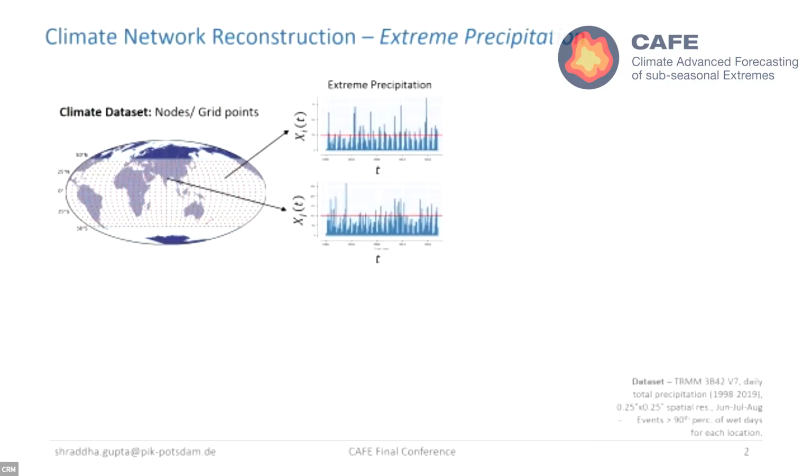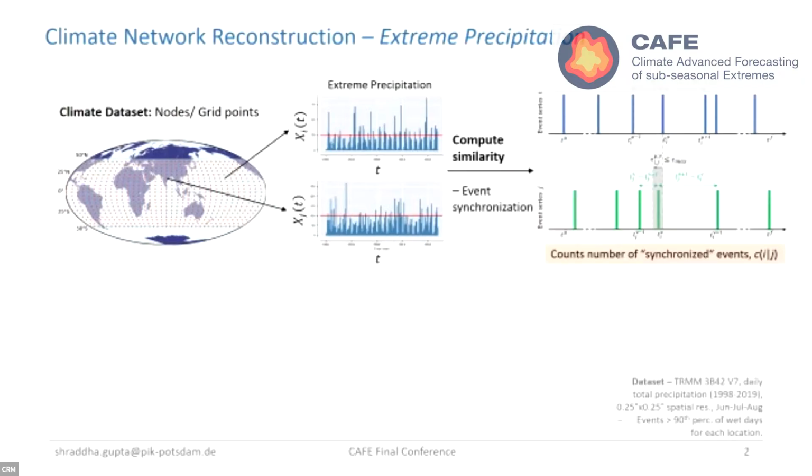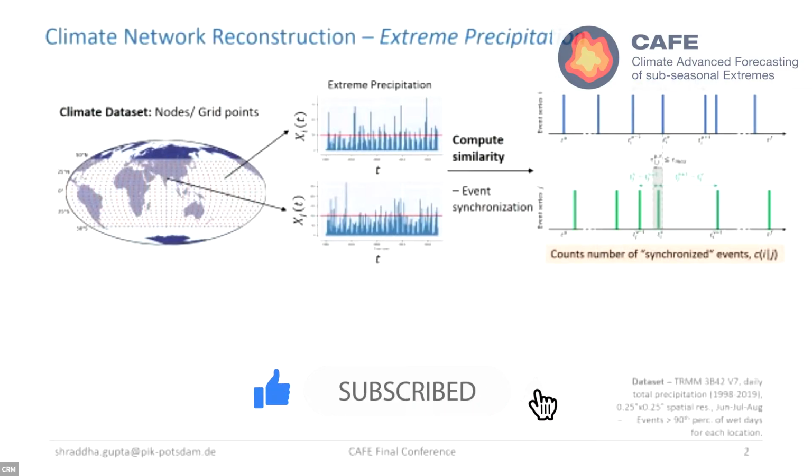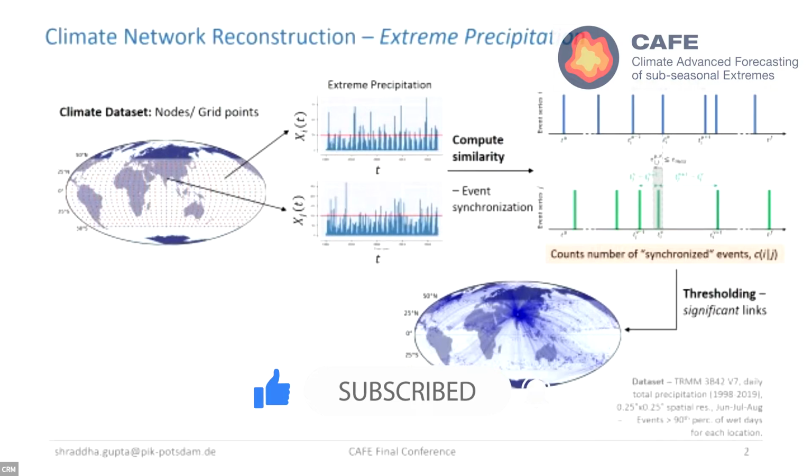Once we have all the event series, we compute similarity between every pair of event series using the method of event synchronization, which counts the number of synchronized events between every pair of event series. If the count of the synchronized events exceeds a given significance threshold, then we consider those two nodes connected, and this gives our network.